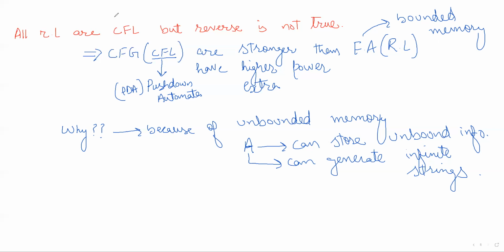Now let's see what are the applications of context-free language. So why do we require context-free grammars, or we can say context-free language? I will write only one or two examples. First, context-free grammars are used in the designing of compilers. Okay. So what does that mean?